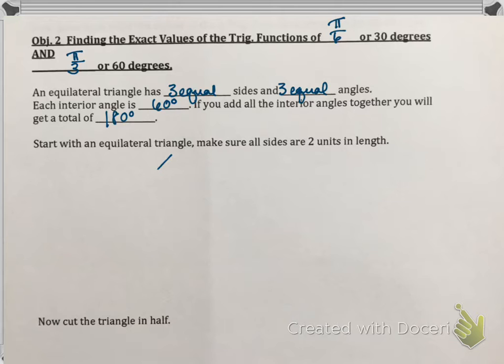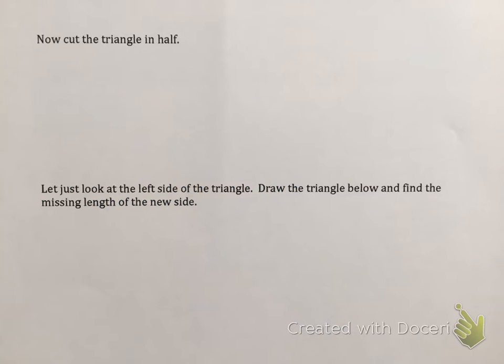So if I start with an equilateral triangle, remember all sides are equal, all angles are equal. And we have to make an assumption here that all sides are 2 for this to work out for us. Okay? So what we're going to do with this triangle is literally cut it in half, and we're going to make the cut right here. Okay, so let's look at the next page.